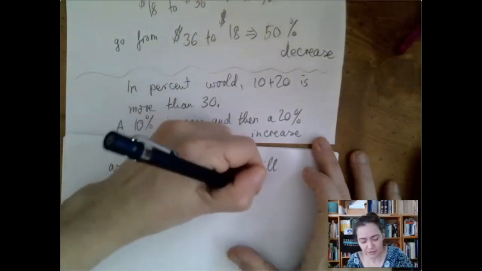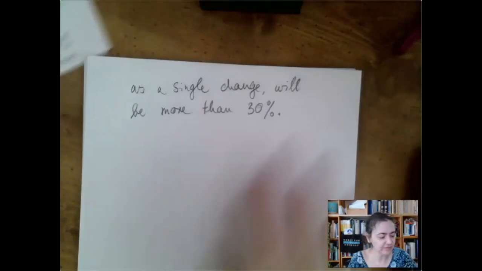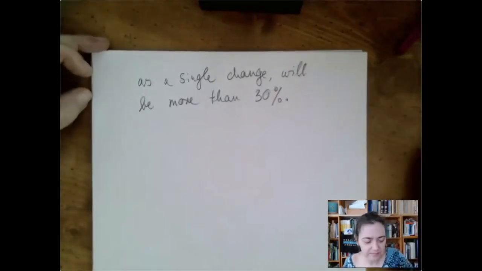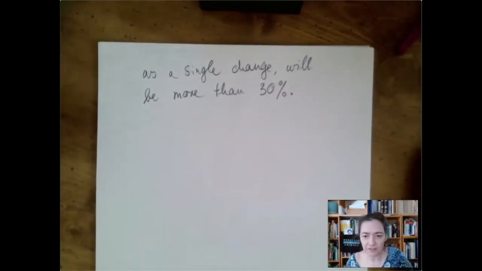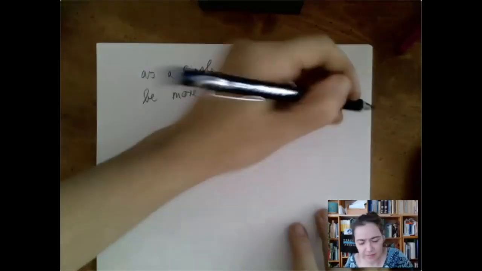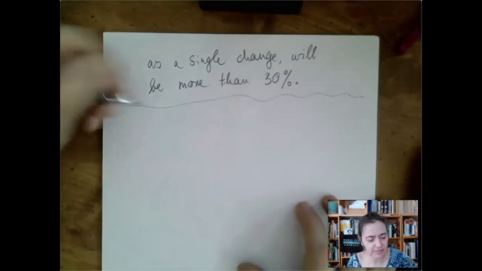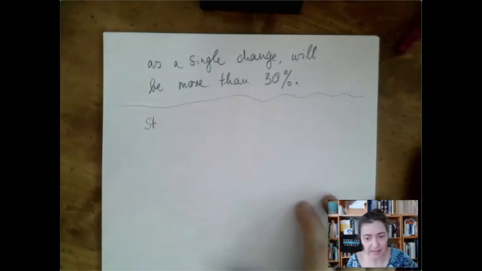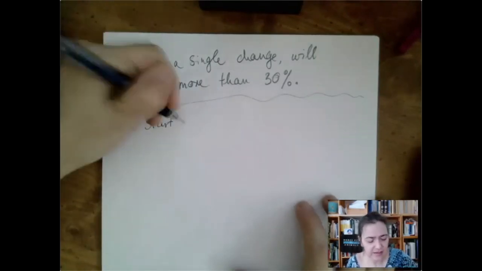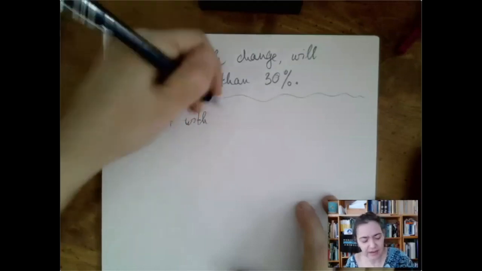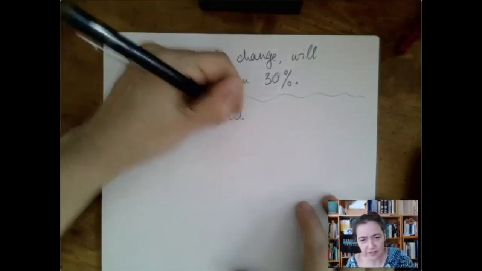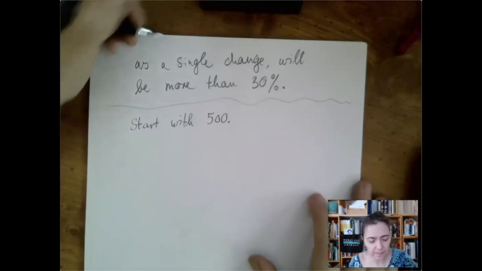So this is what we're gonna do. Let's start with a lovely, I don't know, 100 sounds like a very good thing, but I like it to be more divisible. Let's start with 500. So here is the plan. We're gonna start with 500. It turns out the quantity we start with doesn't matter.